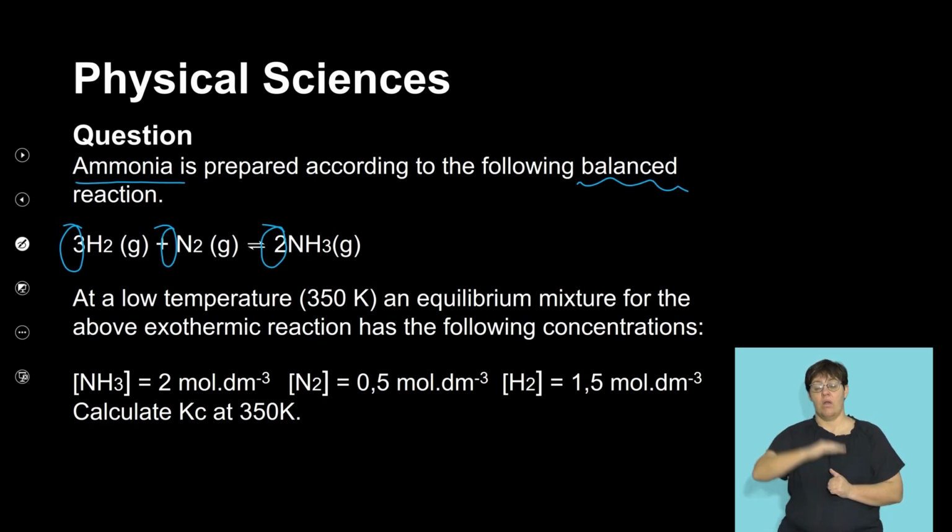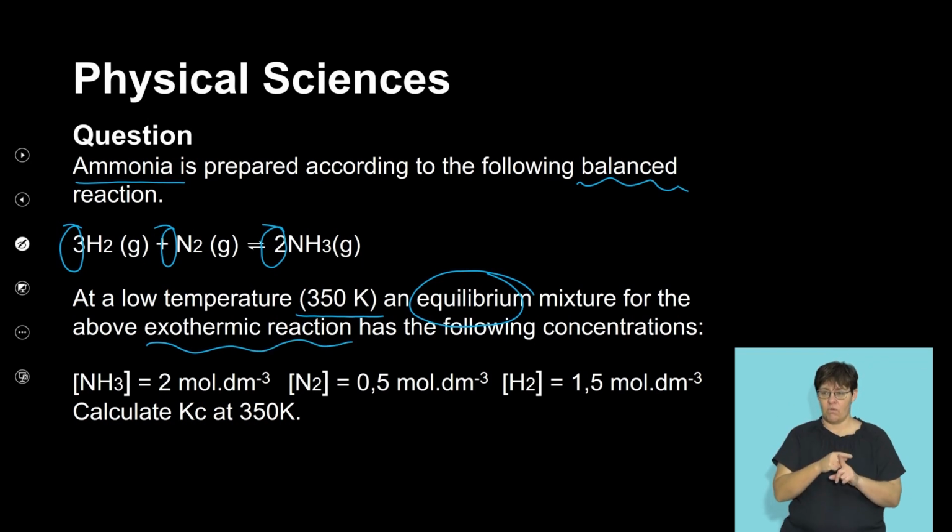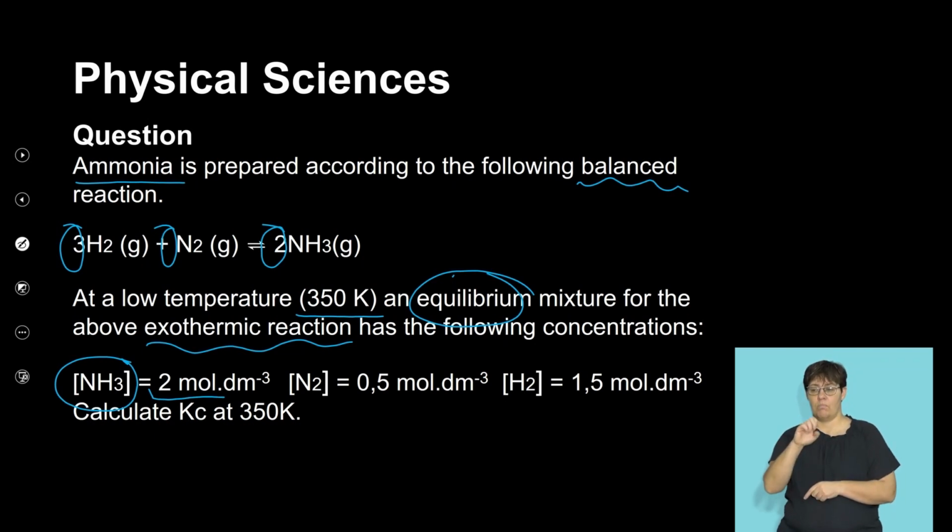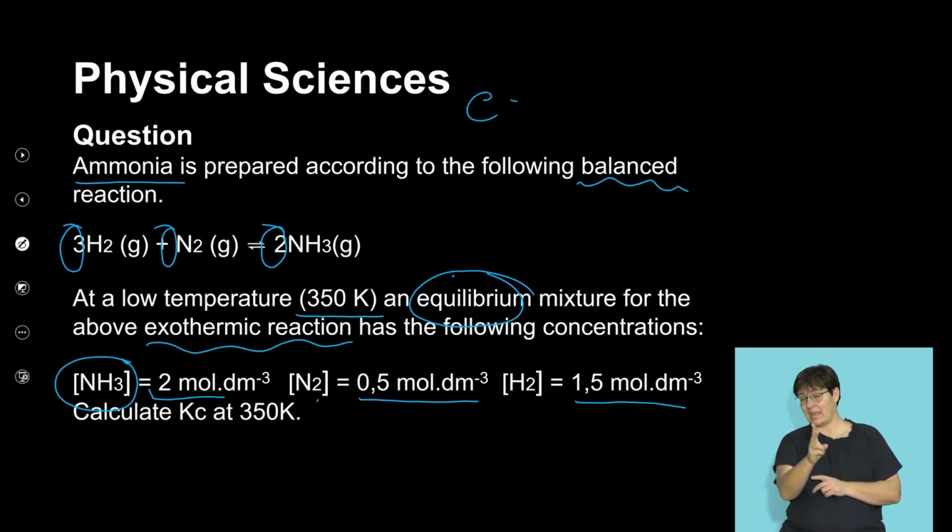At a low temperature, and this temperature is 350 Kelvin, an equilibrium mixture for the above exothermic reaction has the following concentrations. They tell us that at equilibrium the concentration of ammonia is 2 moles per decimetre cubed. The concentration of nitrogen is 0.5 moles per decimetre cubed. And for the hydrogen gas it is 1.5 moles per decimetre cubed. I just want to refresh your memory again that concentration is equal to the number of moles per unit volume.